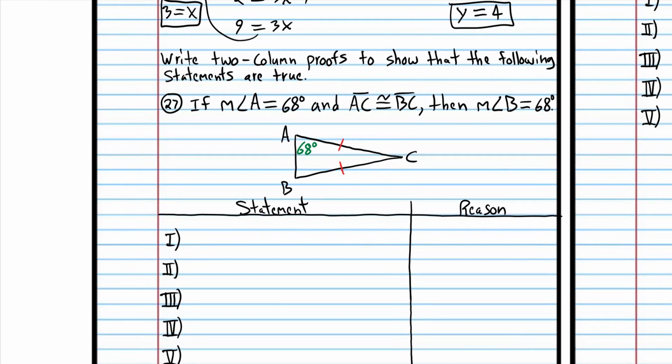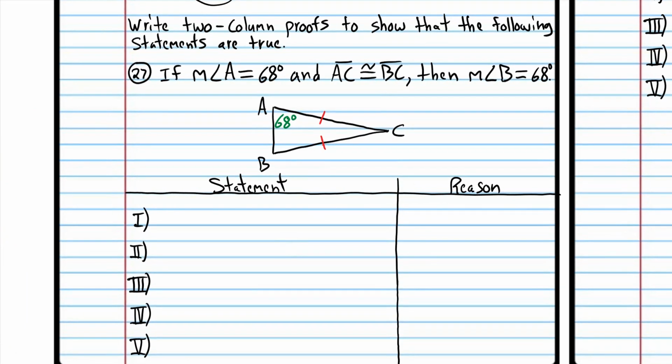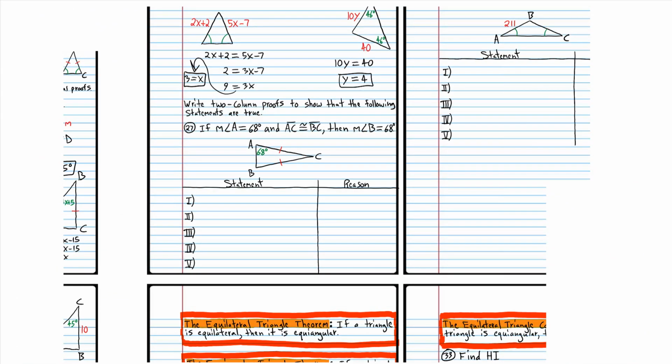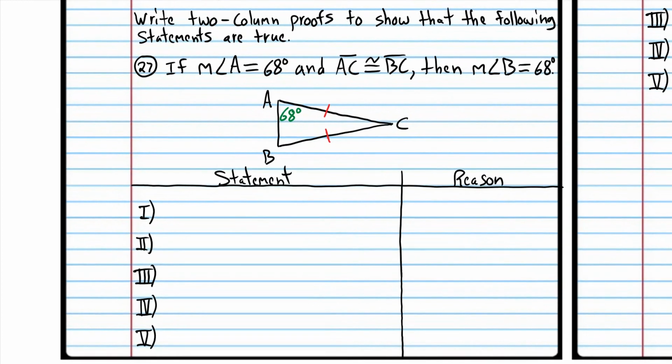All right, so we learned the Isosceles Triangle Theorem and the Isosceles Triangle Converse Theorem. So now we're going to do some proofs. So we'll do this first one together. If measure of angle A is 68 degrees, so let's go ahead and write that. Measure of angle A is 68 degrees. That's a given.